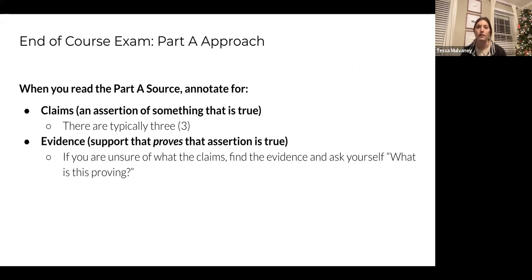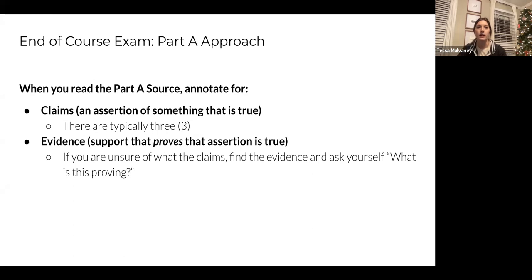You are looking first for the claims. You're trying to make sense of the structure of this argument. You want to think like a writer. So the whole time you're reading, you're asking yourself, okay, what's their purpose for writing this? Is there an argument here? Are they trying to simply inform me? Are they trying to persuade me? What is their purpose for writing?